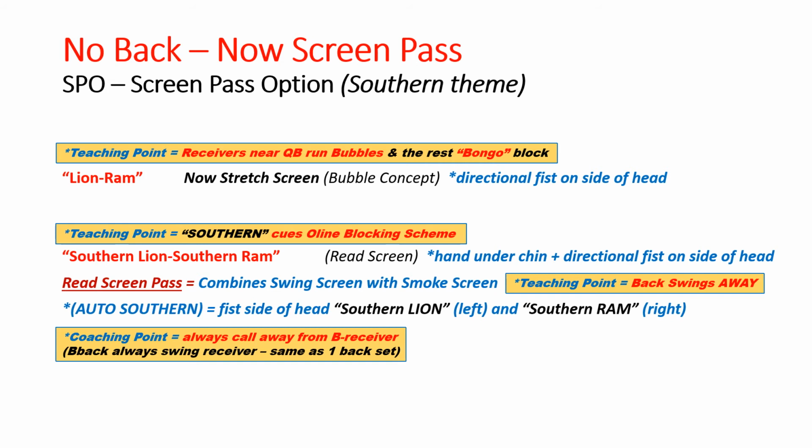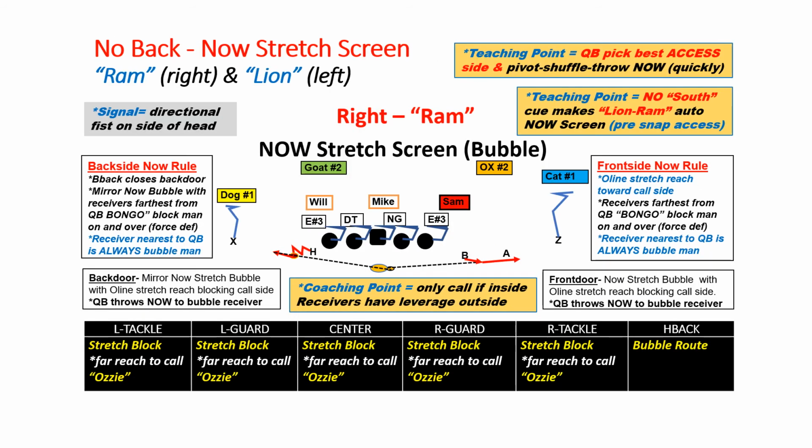With our now screen passes, no back, we'll use our same quick bubbles, which is our lion and ram, and then we'll do our read screen, which is our southern lion and ram. We'll go through that. So again, here it is out of no back.